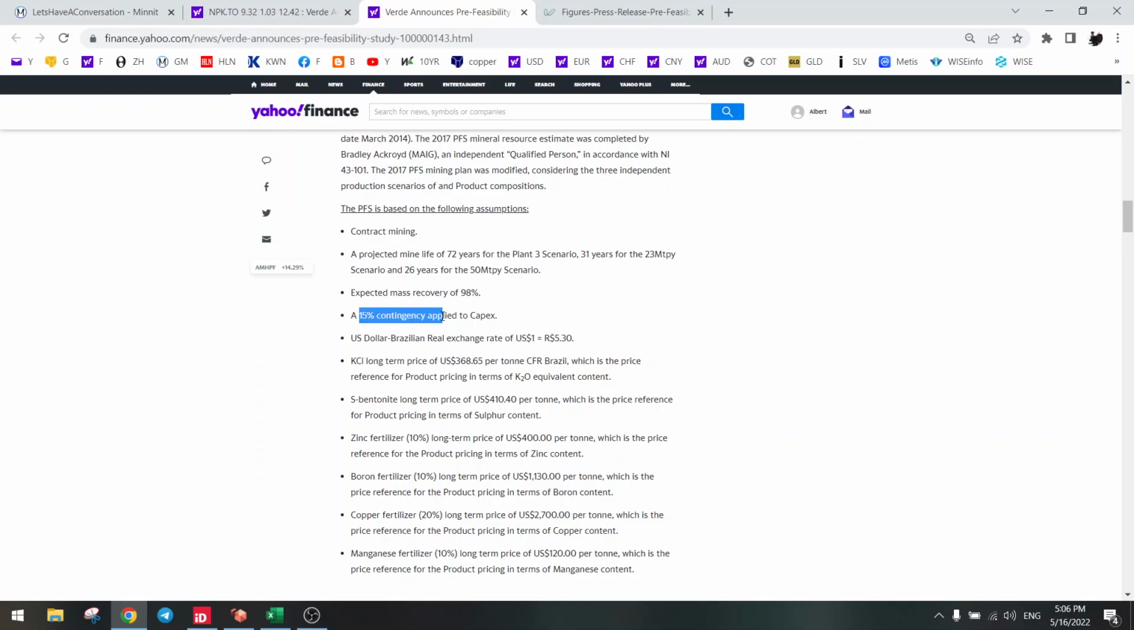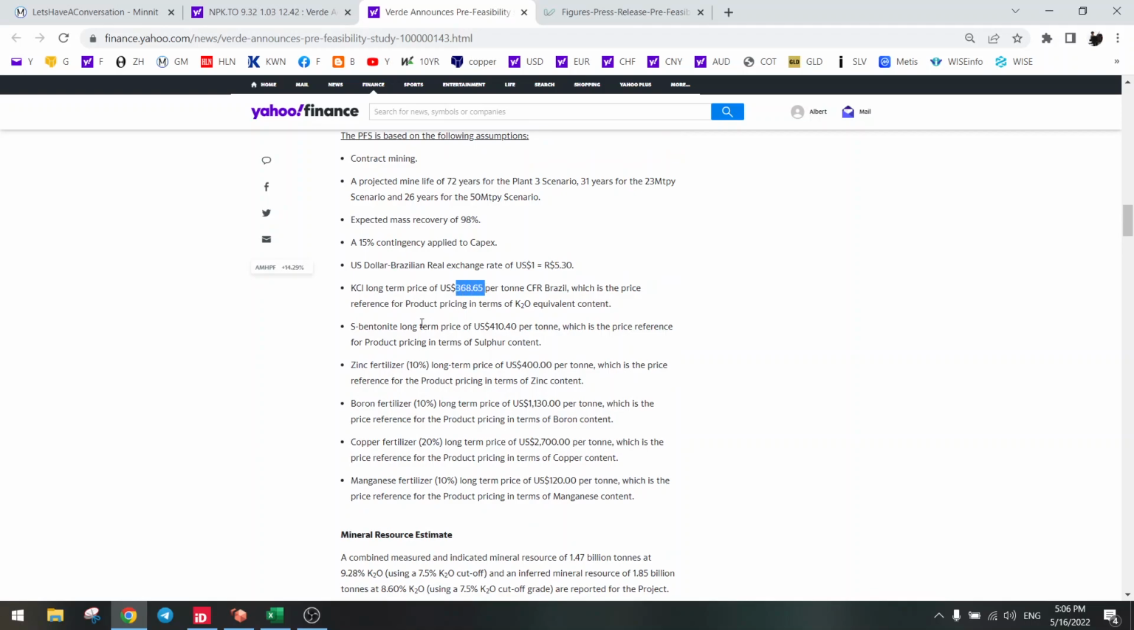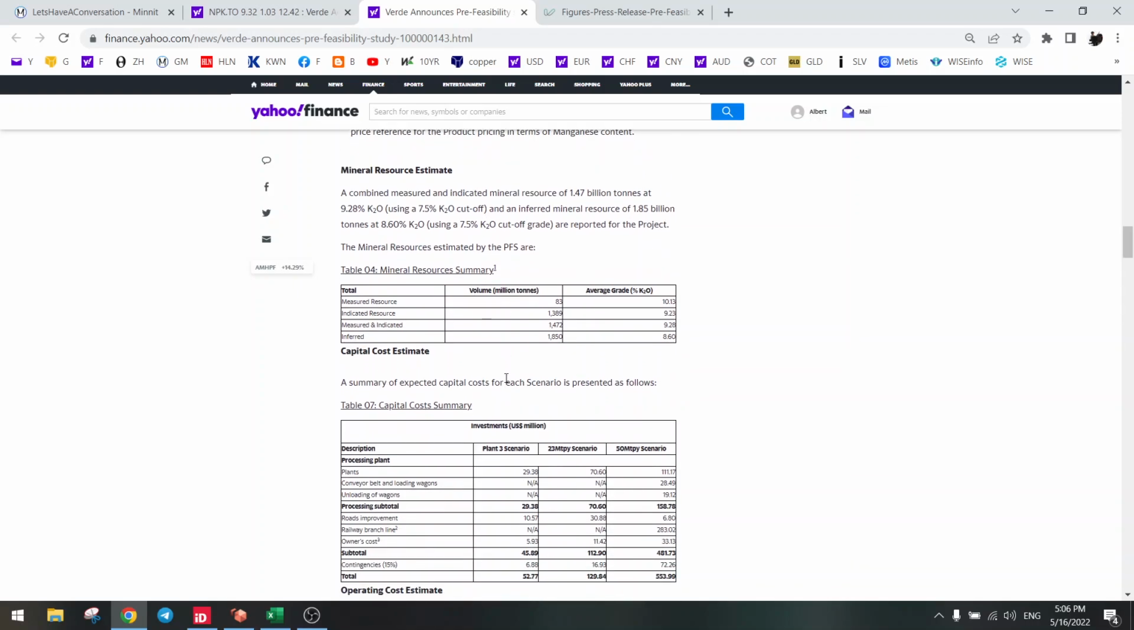They have added some contingency, 15%. I like to see that. So the CapEx should actually be lower than they say. Long-term price, we already know, 350. And some other numbers here. This resource, I think there's not a lot of change in that.